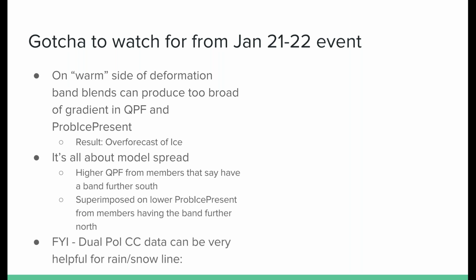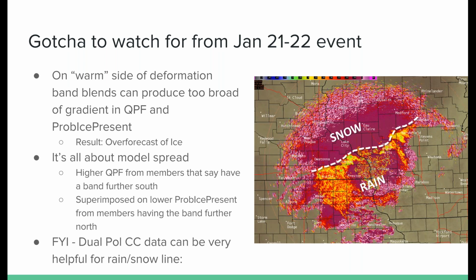Another outcome from this event, the 21st, 22nd, just an FYI, is dual pole CC data. Just keep an eye on that because it can be helpful in certain rain snow situations. You think along an ESPF perspective, and utilize this to help you with where you want to line that snow rain up in your forecast.